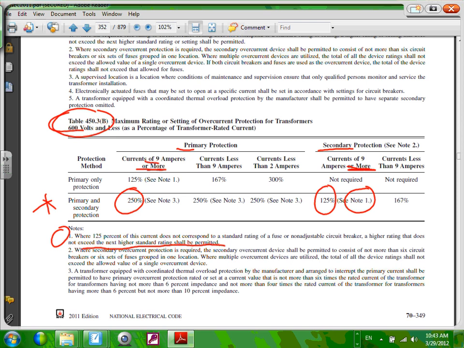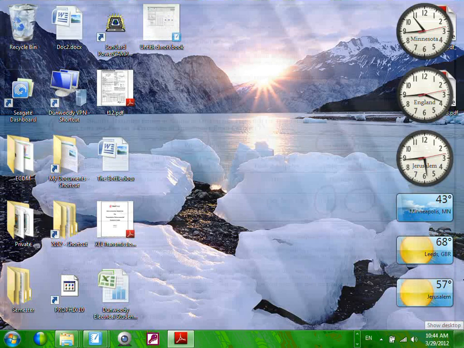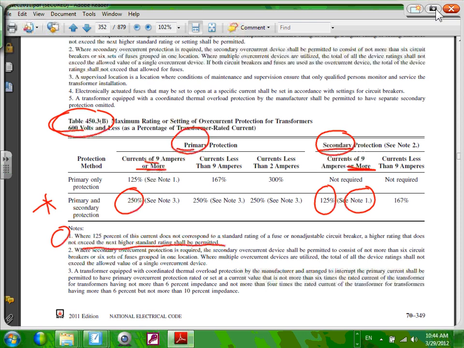So we have 450.3b. We have primary protection, secondary protection, and primary protection. We decided to use secondary and primary fuses, fusing on both sides. Common. Any question about this table? Cool. So when we go to this table, everybody knows which table we are talking about. So let's go add this one to my reservoir here and go back to where we were.